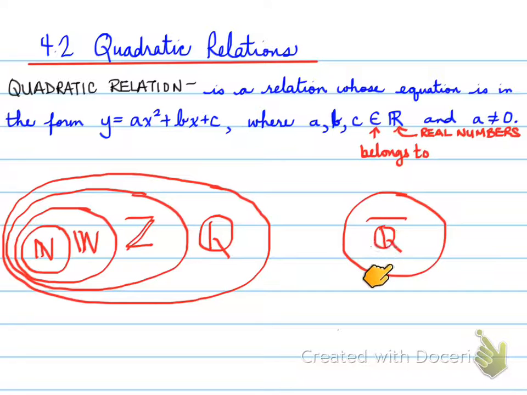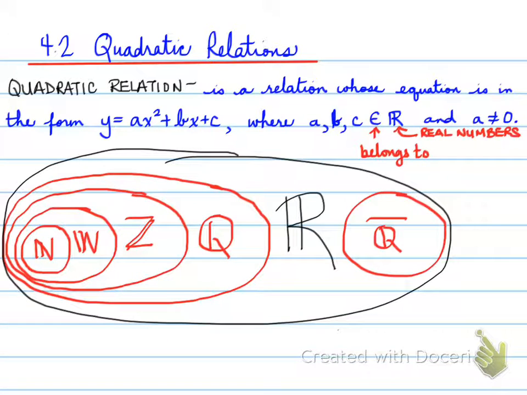So, irrational numbers are all numbers that do not fit in this world. Well, how do we combine all of this world with this world to put it into one giant world? And that world, folks, is real. That is the world of real numbers.